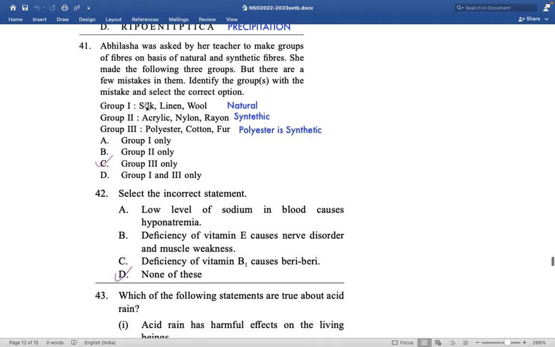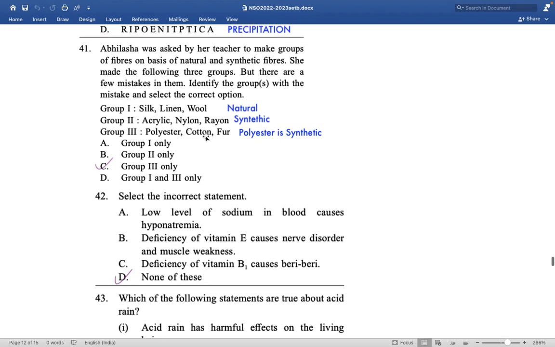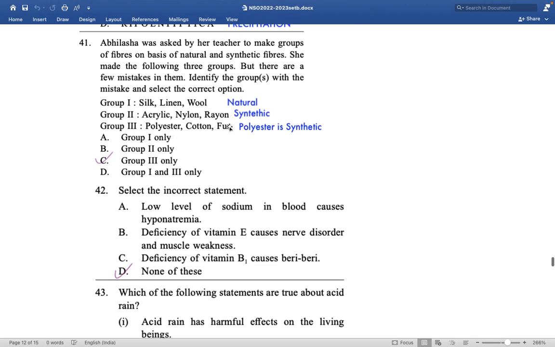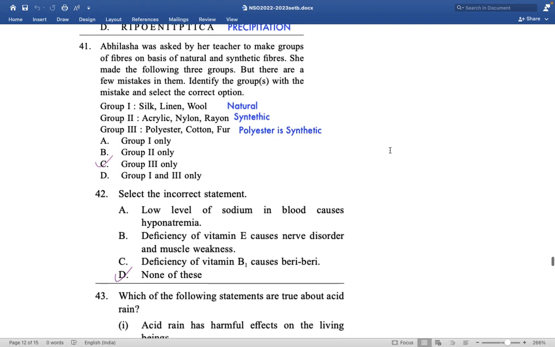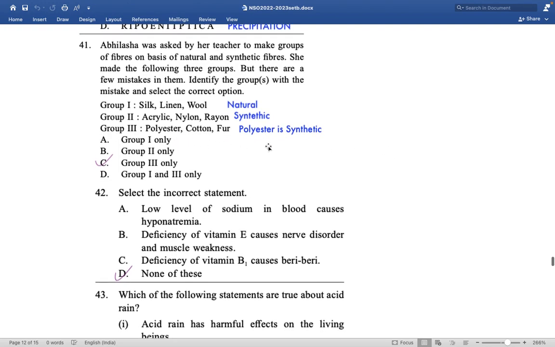Here, silk, linen, and wool are natural materials. Acrylic, nylon, and rayon are synthetic materials. Cotton and fur are natural while polyester is synthetic. It does not belong in group 3. So group 3 has a mistake.